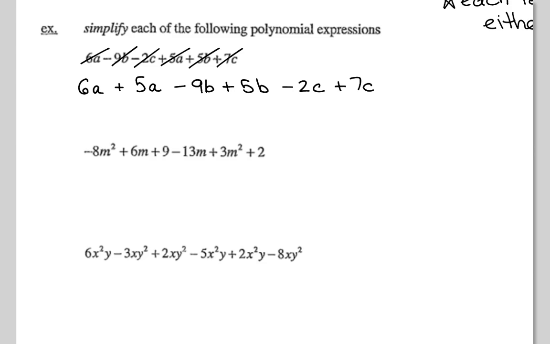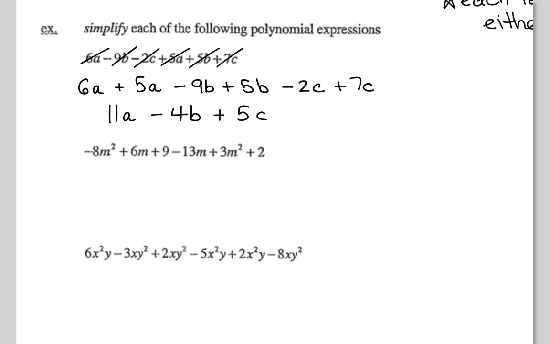So how many a's you got? Yeah, 6 apples plus 5 apples is 11 apples. Negative 9 bananas plus 5 bananas is negative 4 bananas. And then negative 2 Charlies plus 7 Charlies is 5 Charlies. Okay, so you have to collect like terms according to the variables. A's go together, B's go together, C's go together.